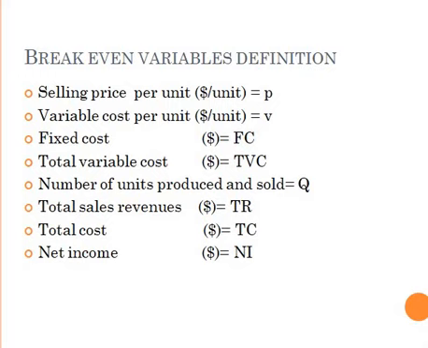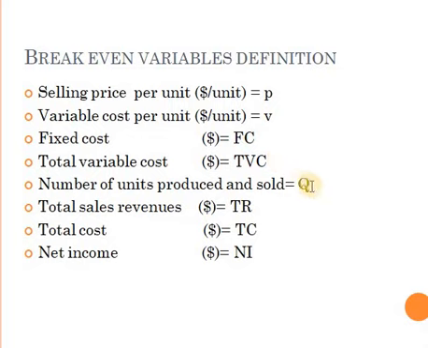The selling price per unit will be represented by a P, which is the dollars per unit. Variable cost per unit, we will refer to it as small v. Fixed cost, FC, which is the fixed cost for the unit. Total variable cost will be referred to as TVC, total variable cost.